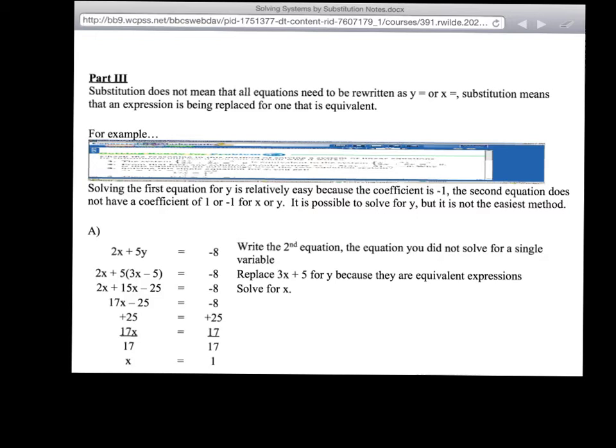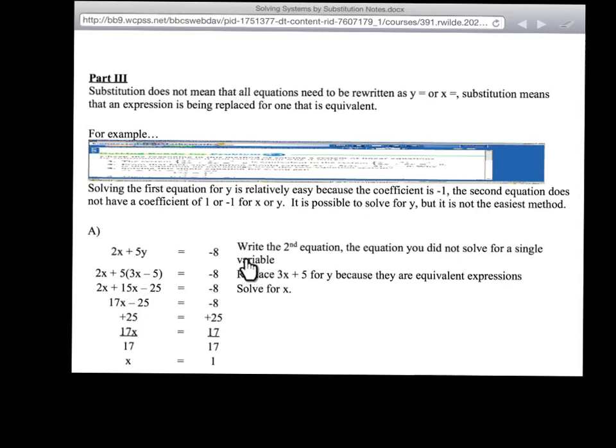3x minus y equals 5, 2x plus 5y equals negative 8 is equivalent to the system y equals 3x minus 5, 2x plus 5y equals negative 8. Solving the first equation for y is relatively easy because the coefficient, which means the number before the x or y value, is negative 1. The second equation does not have a coefficient of 1 or negative 1 for x or y. It is possible to solve for y, but it is not the easiest method.